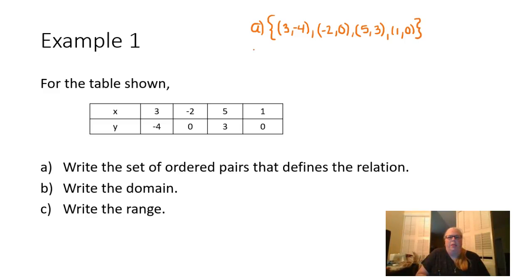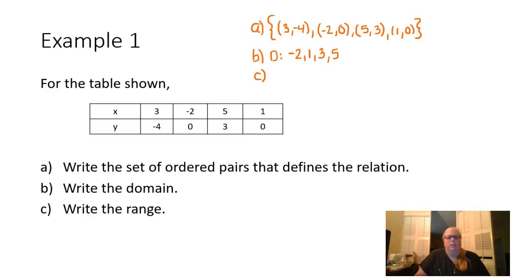For part B, the domain, this is the set of all the x values. In this case, it's just going to be my top row. So negative 2, positive 1, positive 3, positive 5. Now we normally list these in increasing order, but it's not wrong not to. It just kind of makes it easier to grade.